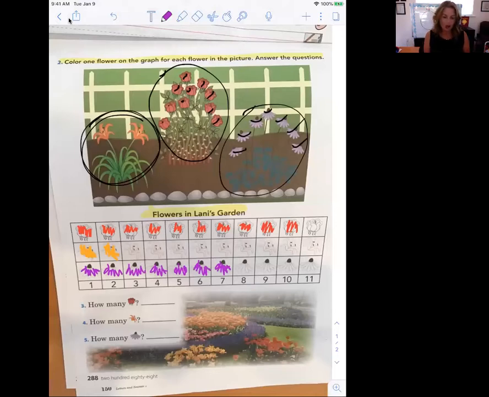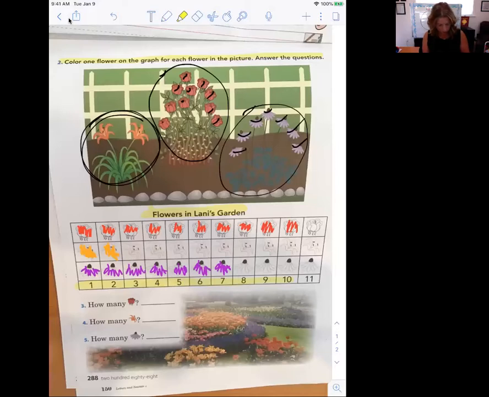Okay, now we are ready. We finished coloring all of our graph. Now we have the questions at the bottom. So the first question, number 3, how many red flowers are there? Well, we can count them, or we see right here on the bottom of the graph how many there are. So all we have to do is go to the last one that we colored and then go up, and then we could see what number that is.